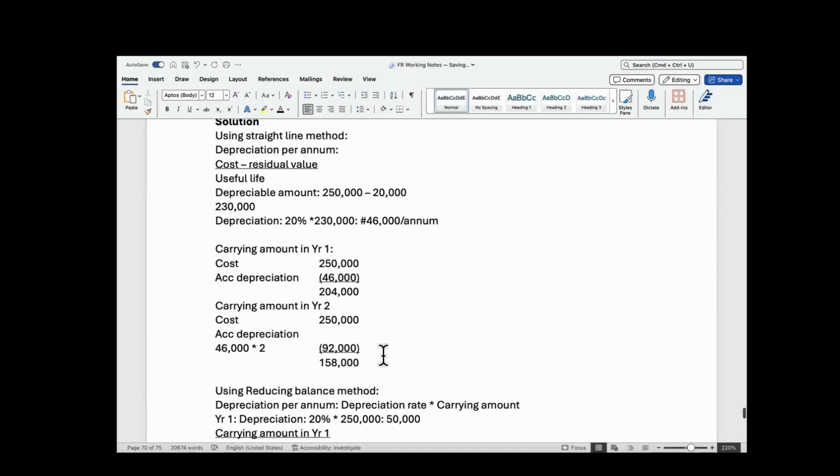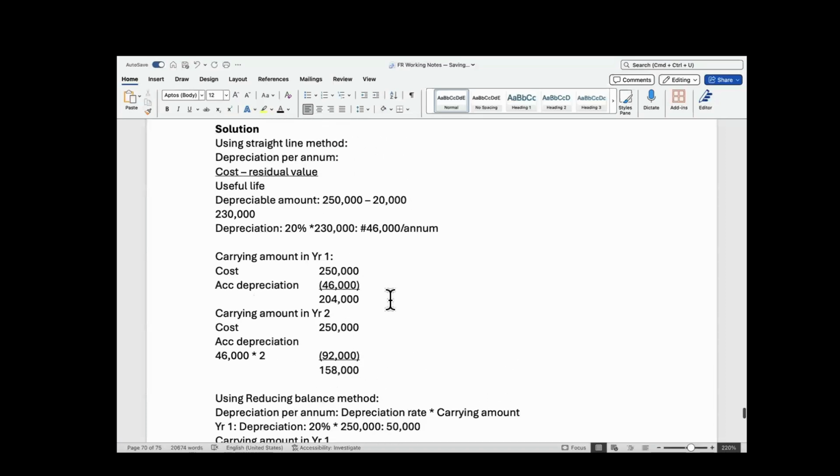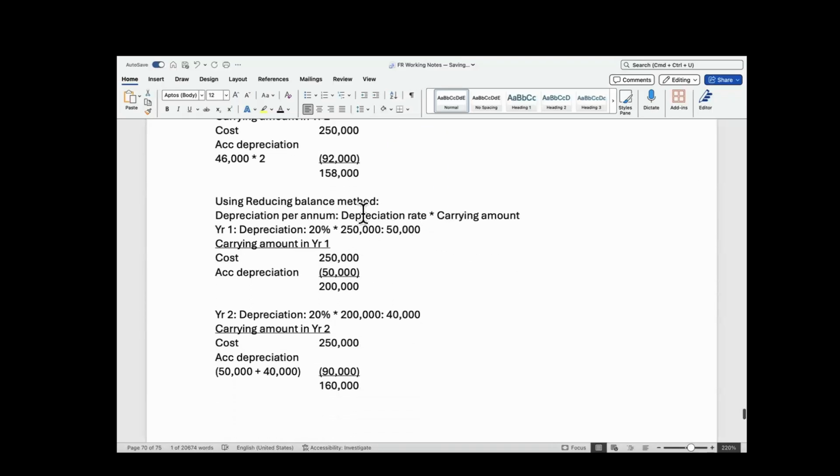You can see the difference in the methods. These apply the rate straight on the depreciable amount, and it doesn't change every year. These apply the rates on the reduced amount, on the carrying amount, and the depreciation reduces every year.